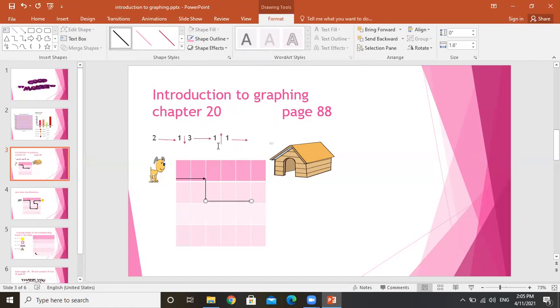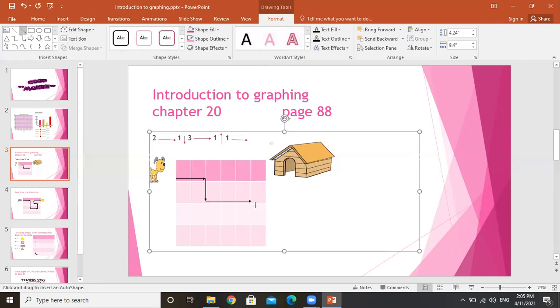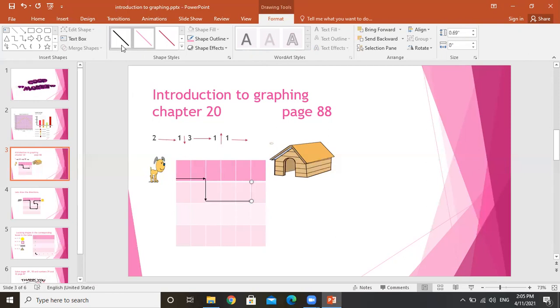Now, 1 square up. Can you see the direction of the arrow? It's upward. So I should move 1 square up. So that's it. Can you see?